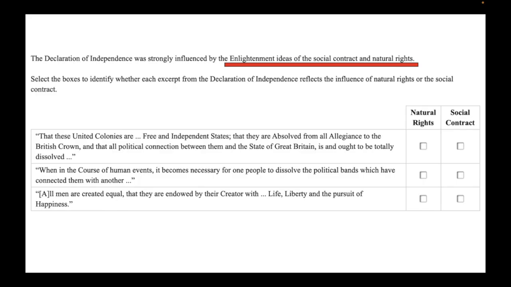So if we look at these excerpts and we understand what a social contract is, we understand what natural rights are, the answers are pretty simple. So for the first one, it talks about absolving their allegiance to the British Crown, dissolving their political connection. That's talking about a contract. The second one also mentions the phrase political bands, which have connected them with another.